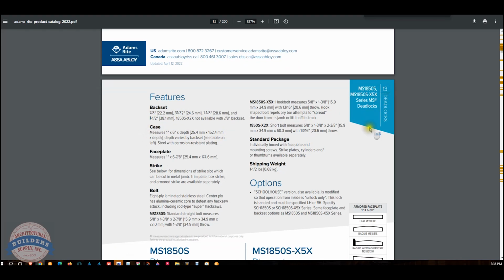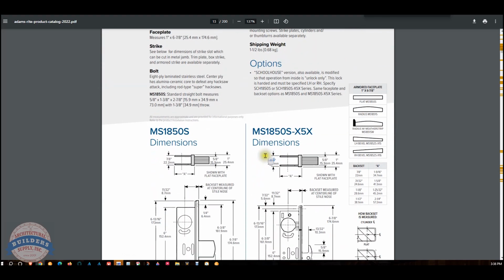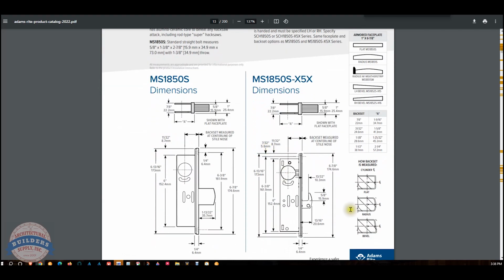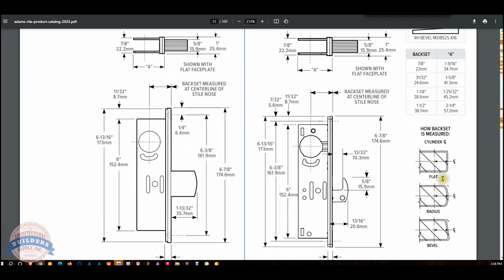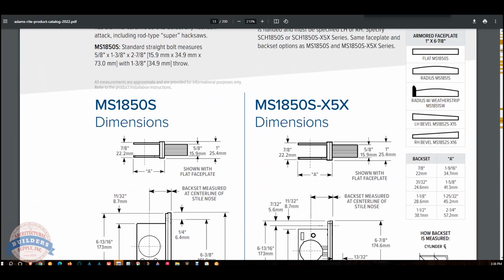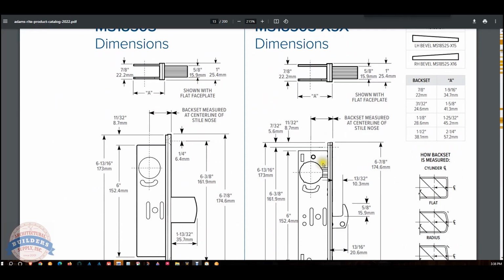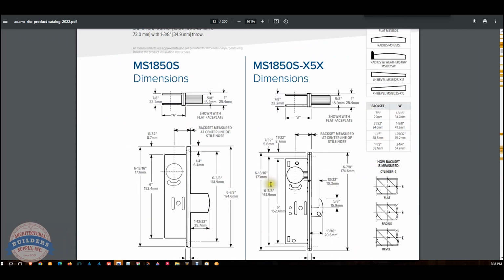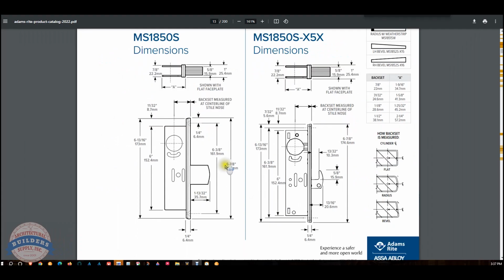Okay, so the bottom line is you really have to know where backset is measured from on a radiused edge door, because on this MS 1850S, they do make radiused faceplates. So the moral of the story is you do have to know where radius comes into play, because lots of your hardware are going to need the right backset.